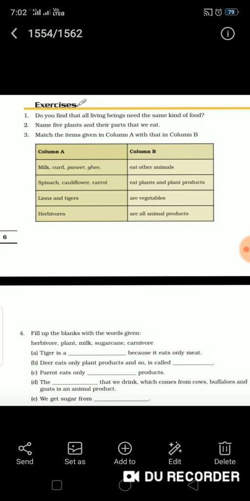Now as we have completed the first chapter, we'll discuss the exercises of the NCERT. First chapter, Food: Where Does It Come From? Now see, here the first question is, do you find that all living beings need the same kind of food?